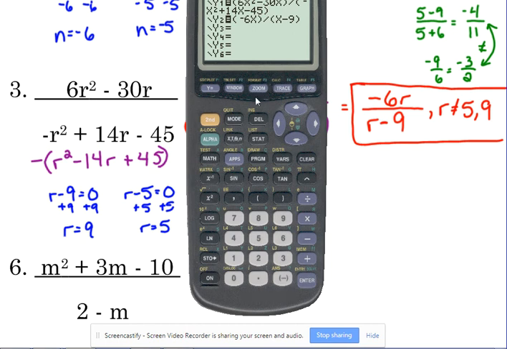All right, go into the table. I see they're not nice, pretty whole numbers, but I see a lot of the same. I see the exact same values. At 5, I have an error, and at 9, I have an error. So I got the correct excluded values, and all my y values were the same. So those are the same expression.